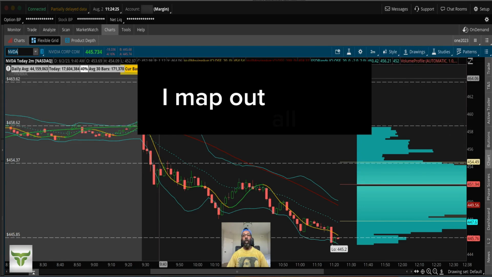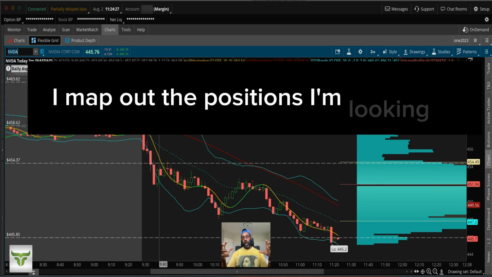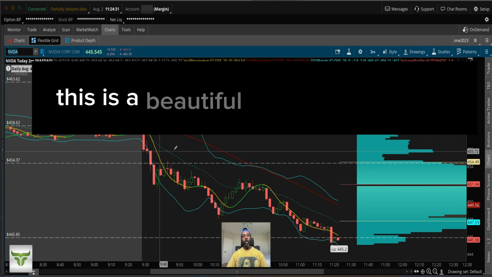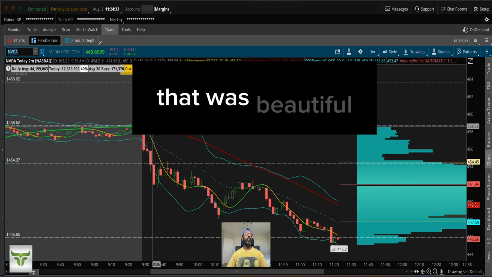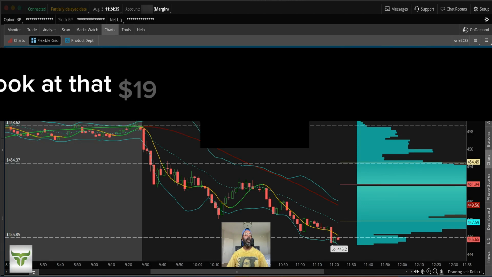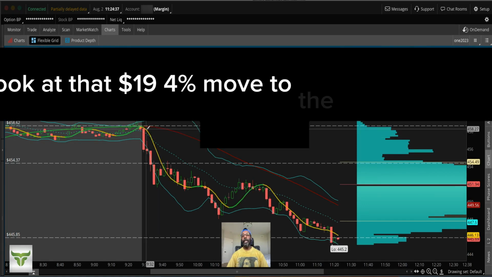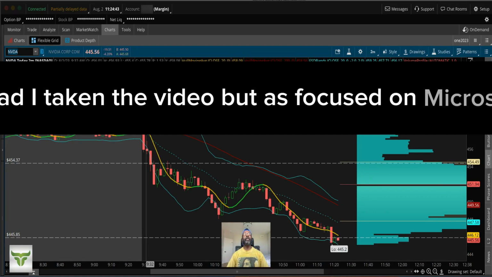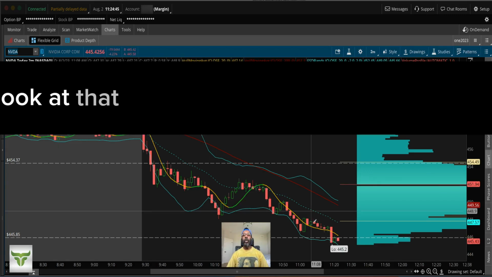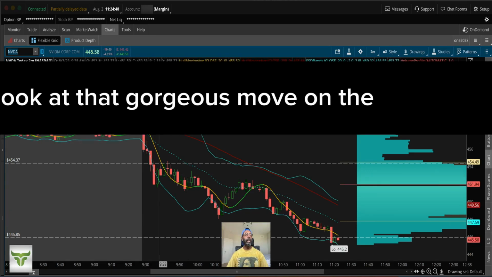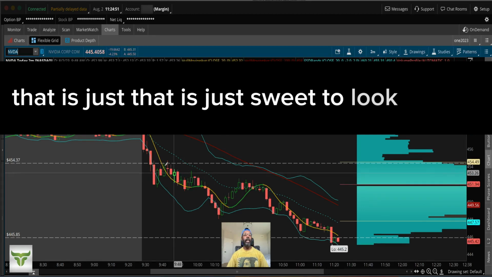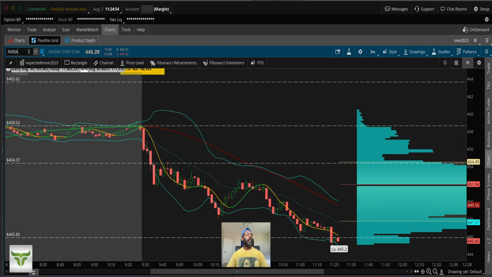I map out the positions I'm looking at, because these are the positions that I want to be taking. This is a beautiful move on NVIDIA. Look at that, $19, 4% move to the downside on NVIDIA. That would have been a six-figure trade for me had I taken NVIDIA, but I was focused on Microsoft. Look at that gorgeous move on NVIDIA. That is just sweet to look at.